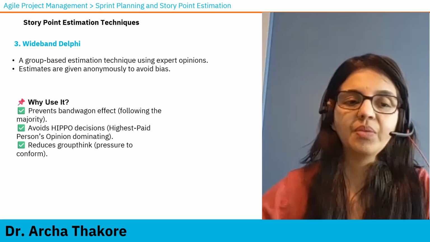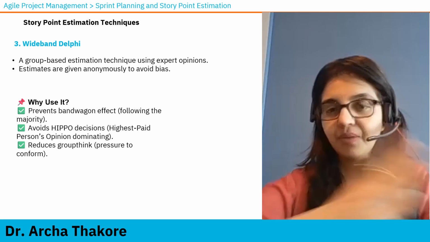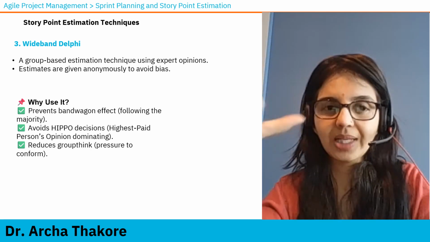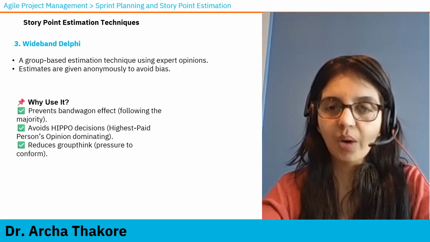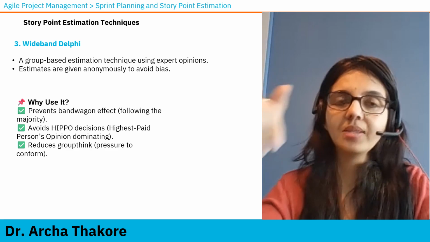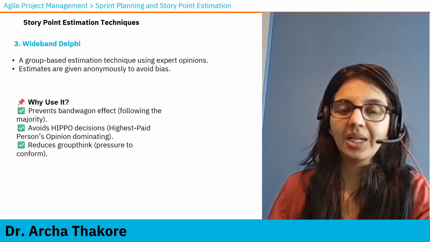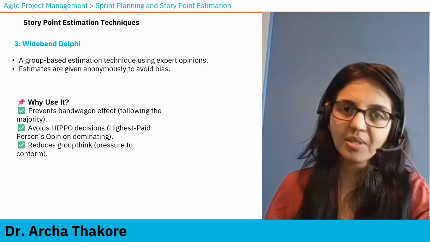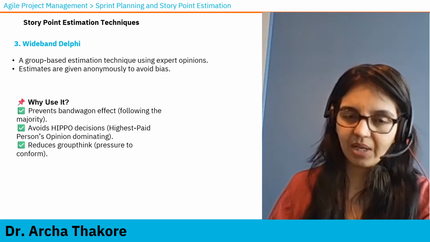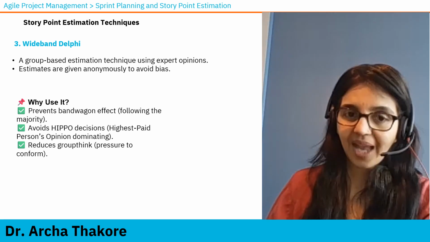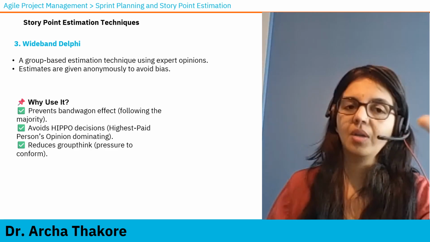Now there's another method which is Wideband Delphi. Two things that are new or different from the previous technique that we were talking about. One is that it's a group-based estimation using expert opinion. Second, it's anonymous. Why is it anonymous? Because if nobody knows who's giving what number to a story, it prevents bandwagon effect. It happens in a group that if one person does something, everybody tends to do something similar. So group judgment happens. To avoid that, this technique uses anonymity to do the estimation.